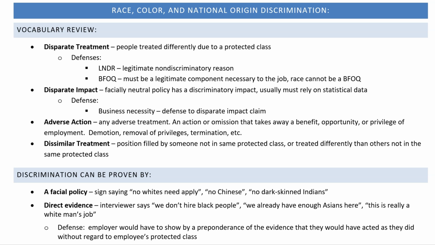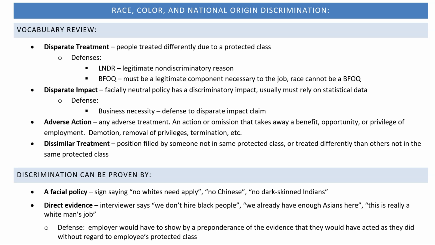Some of the terms we've talked about thus far that we need to keep in mind are disparate treatment. This means that people are treated differently due to a protected class. These are usually more obvious cases where it's easy to prove that somebody was treated differently. Defenses available to employers if they're accused of disparate treatment discrimination.